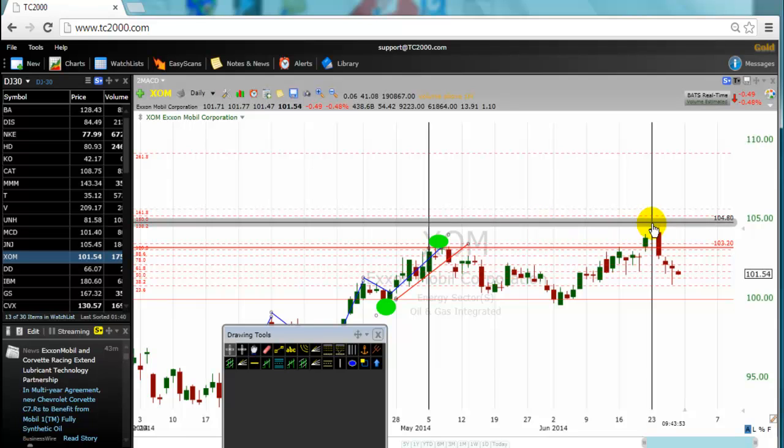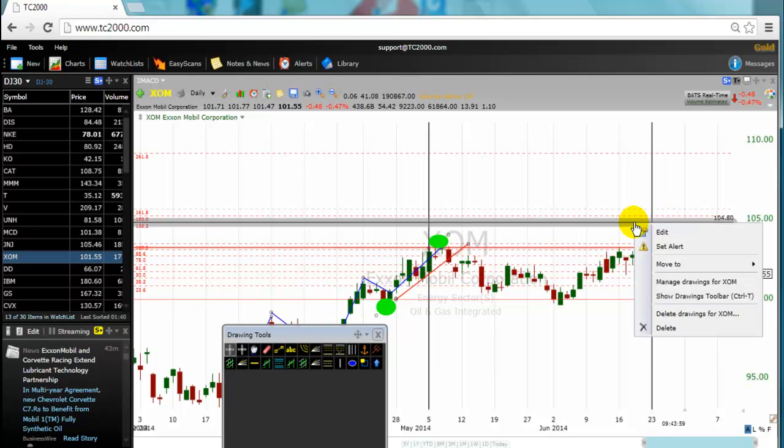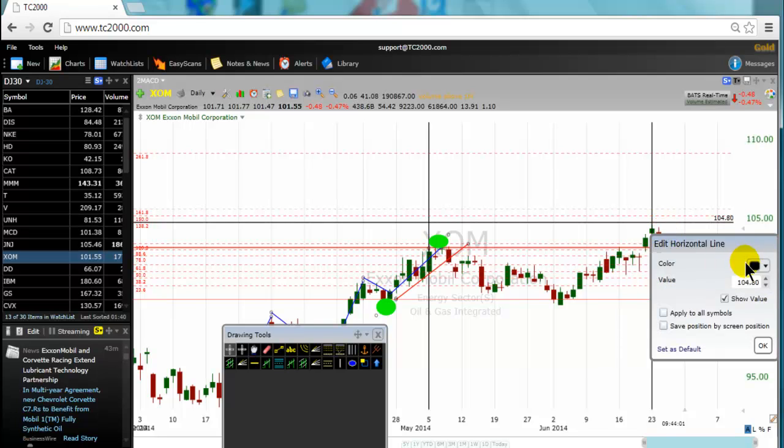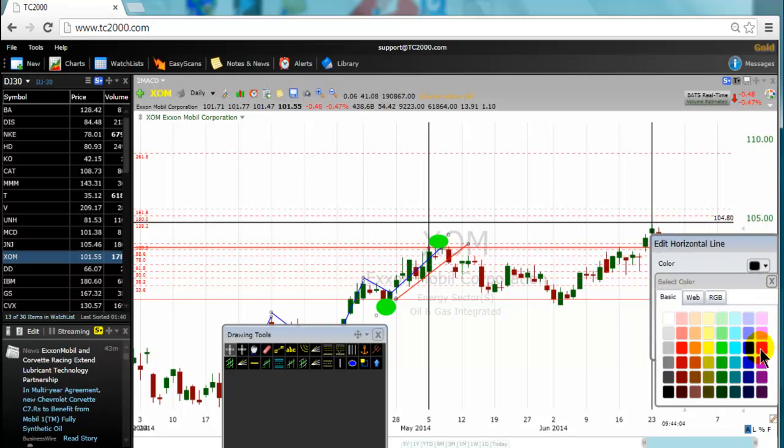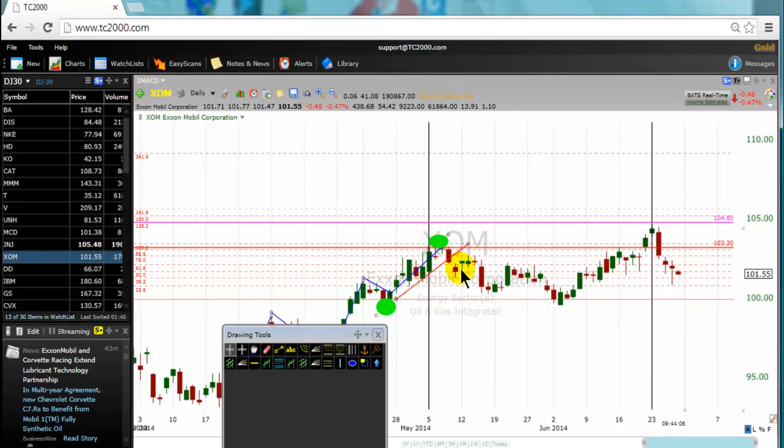Because at this point in time we may not see that this is a resistance level. We know that this is a possible price target using the Fibonacci extension. Okay, now I'll color this one in pink. So the first one is the red line here, the second one is the pink line here.